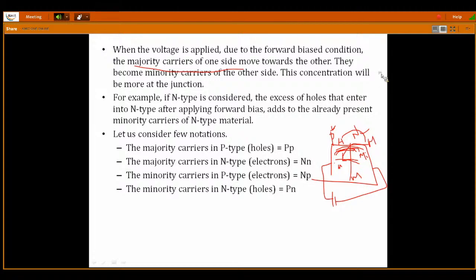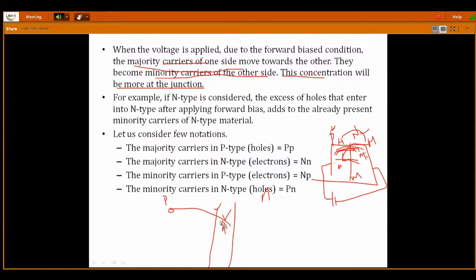Right. Now, what is going to happen? Majority charge carriers will move from one side to another side. Now, they become the minority carriers of the other side. This concentration will be more at the junction. Now, see, take the junction. This is a P type, and this is your N type. The majority charge carrier is hole. This hole came to this side. Now it became a minority charge carrier. The concentration of these minority charge carriers in this N region is more towards the junction. At the junction, minority charge carriers will be more.